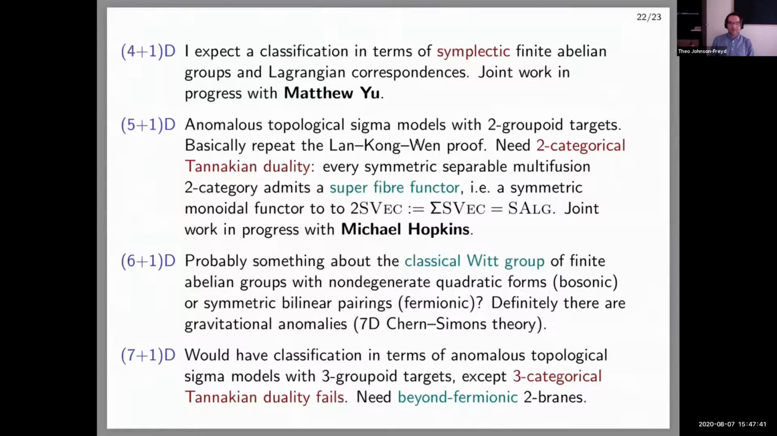In 6+1D, I don't know. I think it has something to do with the classical Witt group. And in 7+1D, you would need a three-categorical Tannakian duality. I should have said, the other main step in the Lan-Kong-Wen proof is some Tannakian duality arguments about existence of fiber functors. And these, I think, work in 5+1D and definitely don't work in 7+1D. And that's the end of my talk.